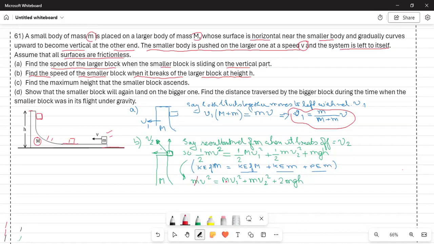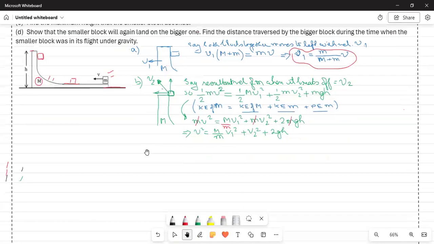I cannot remove capital M because then I have to divide it by small m. Divided by small m, this small m is removed. So what I am left with, this square is equal to capital M by small m, v1 square plus v2 square plus 2gh.